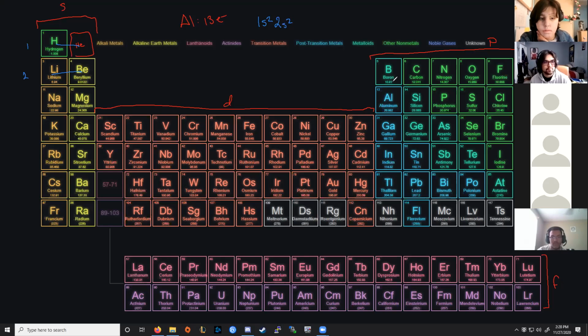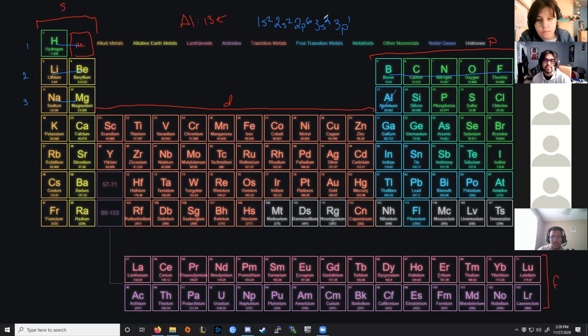And then you continue to the P, which is 2p6. And then you go down to sodium and magnesium, which is 3s2. And then you stop at aluminum, which is 3p1.